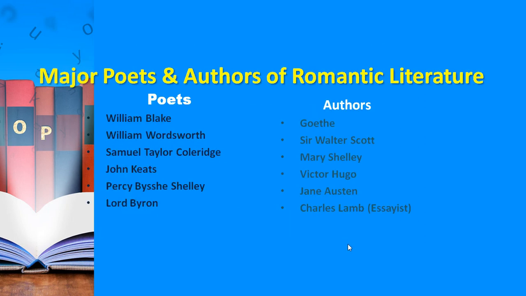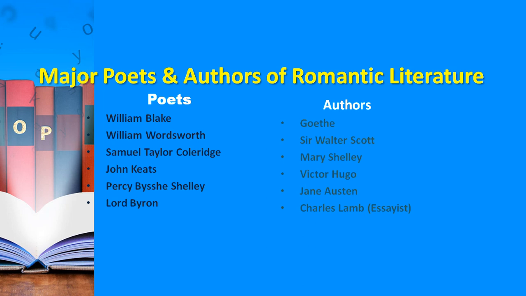So now let me introduce you to some major poets and authors of Romantic literature. The major poets are William Blake, William Wordsworth, Samuel Taylor Coleridge. These two poets, William Wordsworth and Samuel Taylor Coleridge, together wrote Lyrical Ballads and introduced the Romantic movement. Other major Romantic poets are John Keats, Percy Bysshe Shelley, and George Gordon, Lord Byron. And the authors, essayists, novelists are Goethe, Sir Walter Scott, Mary Shelley, Victor Hugo, Jane Austen, and Charles Lamb.